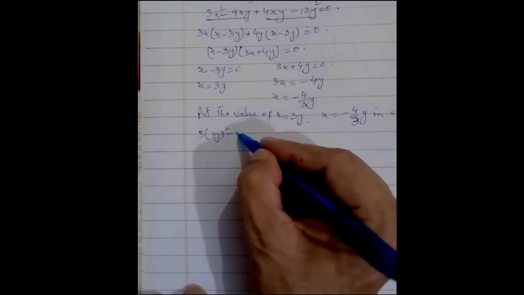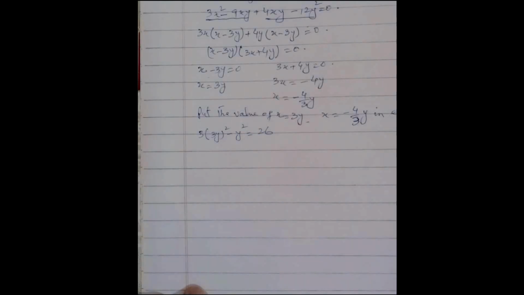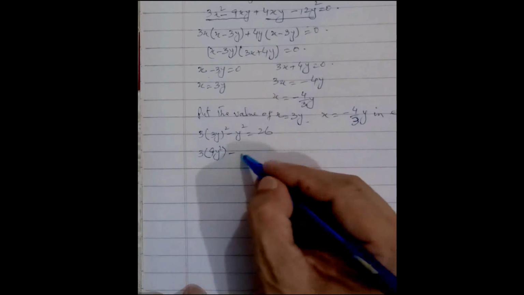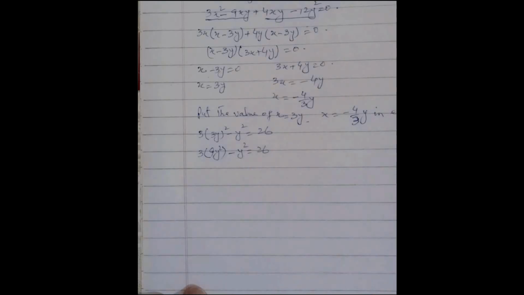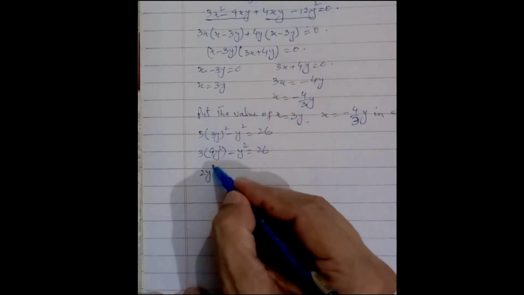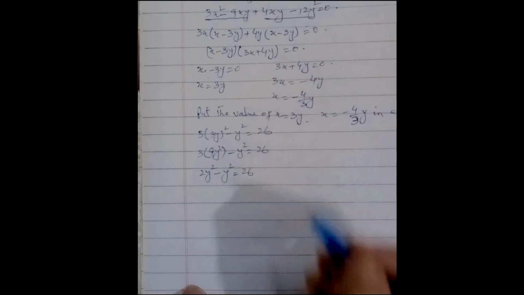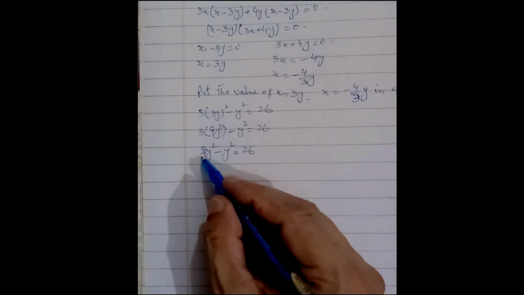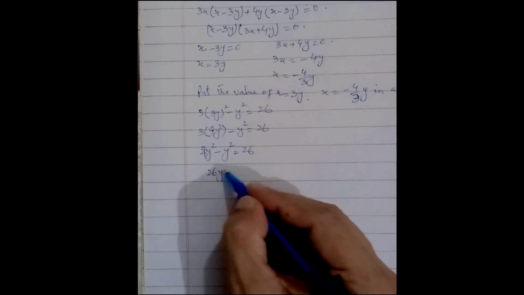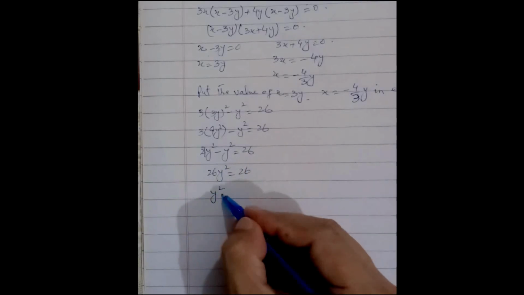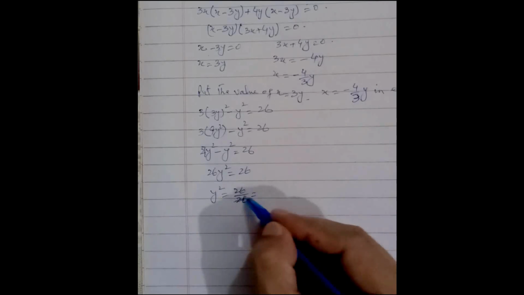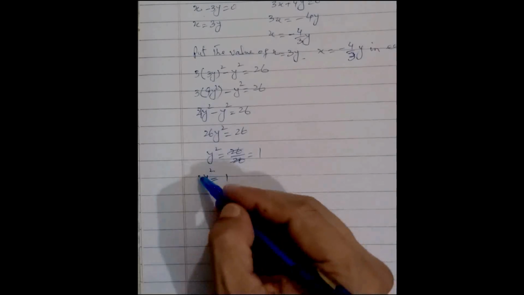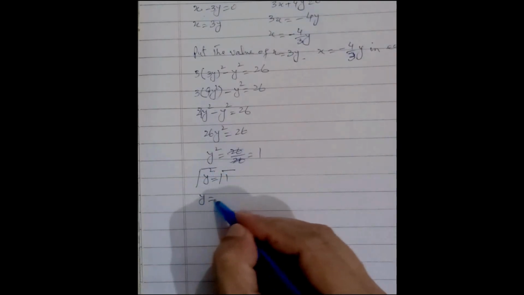So first we put x is equal to 3y in equation number 1, which is 3y whole square minus y square is equal to 26. 3y whole square is equal to 9y square minus y square is equal to 26. 3 nines are 27y square minus y square, we get 26y square is equal to 26, and y square is equal to 26 over 26, which is equal to 1. So y square is equal to 1 and we take square root both sides, we get y is equal to plus minus 1.